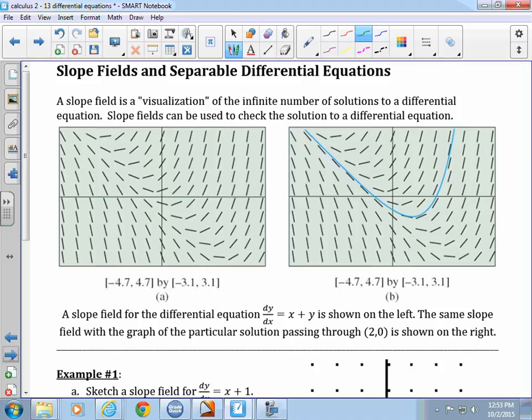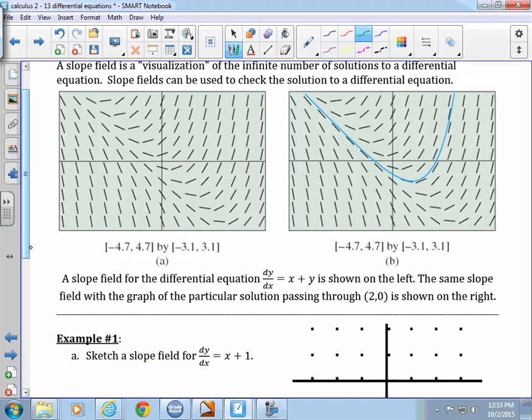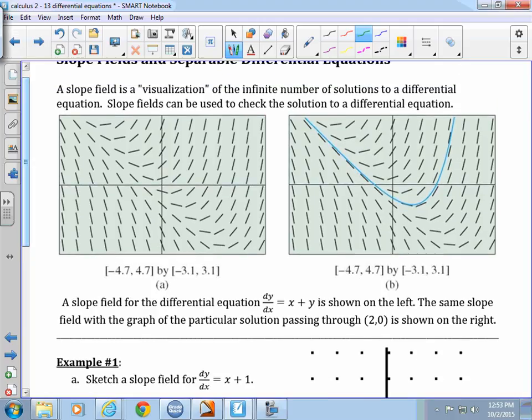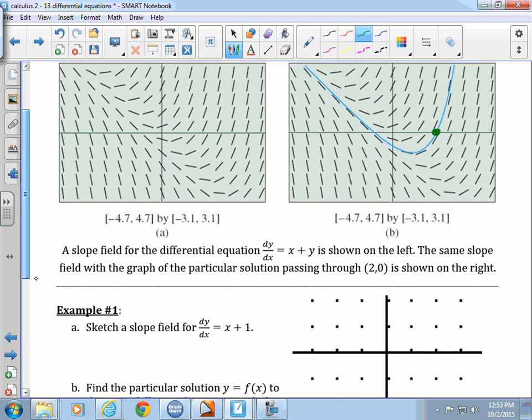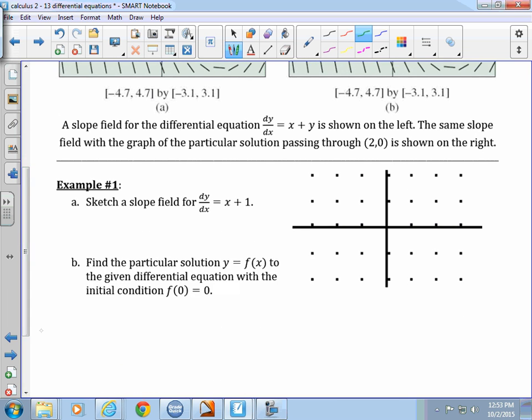So this is a picture of a slope field. This is the slope field of dy/dx equals x plus y, and that's the same slope field except with the particular solution drawn that goes through the point (2, 0). I'm assuming this is the point (2, 0) through a particular solution. So we're going to sketch a slope field for dy/dx equals x plus y.